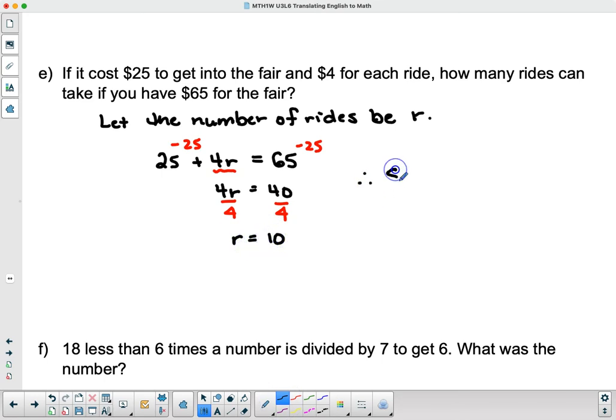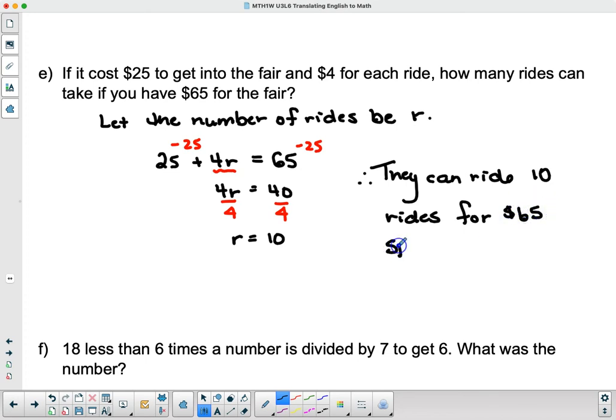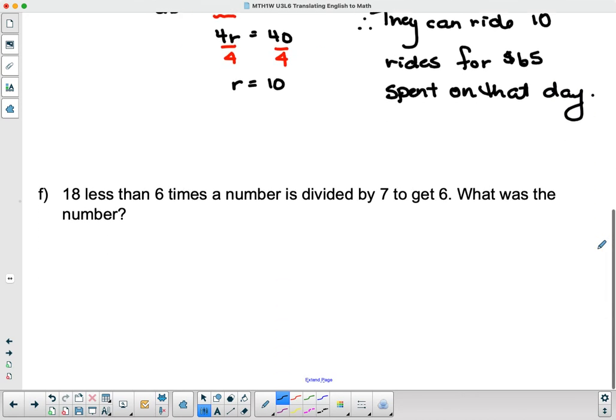So therefore, she can ride, or she, I don't know why I thought this was a person, a she person, okay. Let's just change that, because I don't know. They can ride 10 rides for $65 spent on that day. Okay, carrying on.